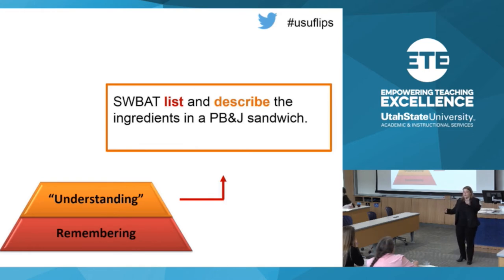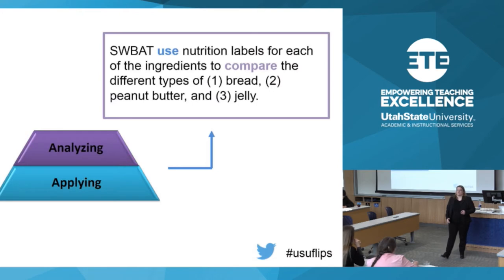Bread, peanut butter. Jelly. Check. All right, now students will be able to describe the ingredients. Okay, so maybe we have them explaining what is peanut butter, what is jelly, what types of bread, okay? As we work our way up Bloom's taxonomy, an example of applying would be students will be able to use a nutrition label for each of the ingredients to compare the different types of bread, peanut butter, and jelly.